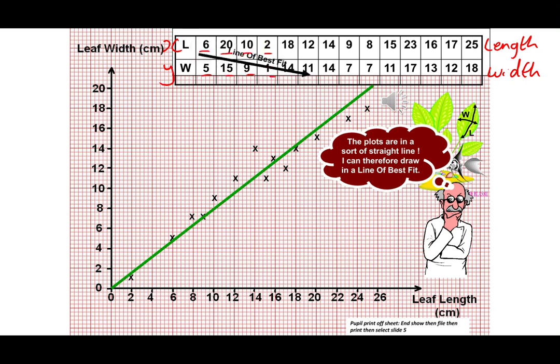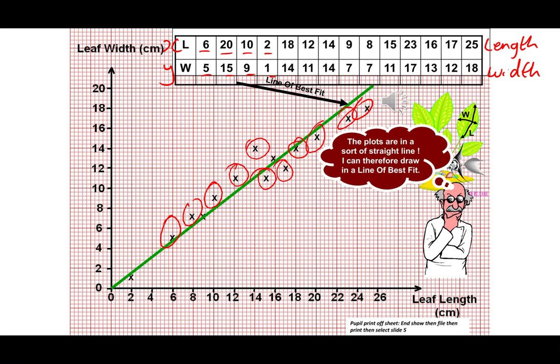So as you can see, this line, I've tried to get it so that 1, 2, 3, 4, 5 points are above it, and around 5 are below it. 1, 2, 3, 4, 5, 6. But it's never going to be perfect, guys. That's why we call it a line of best fit.